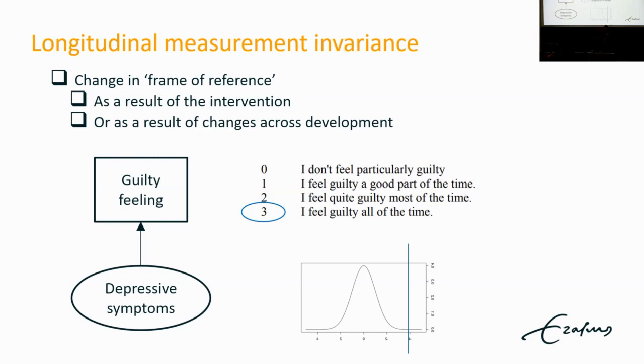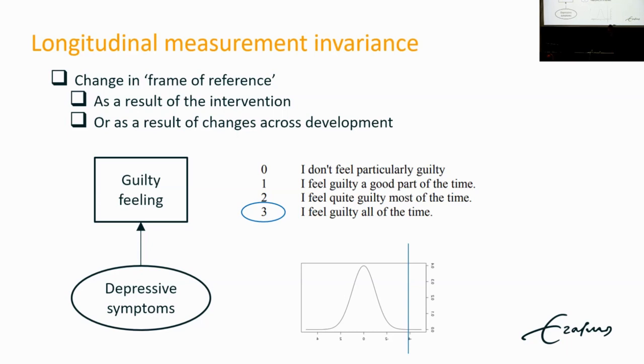So at post-test, you are confronted with this question again. And maybe your frame of reference has shifted, has changed. And now suddenly, given the same level of depressive symptoms, suppose that your level of depression hasn't changed in reality. The true score remained the same. But because of this shift in frame of reference, even though you score high on the latent level, on the true level, you might now be less inclined to cross the 3. You say, yeah, well, I feel guilty most of the time, not all of the time, right?